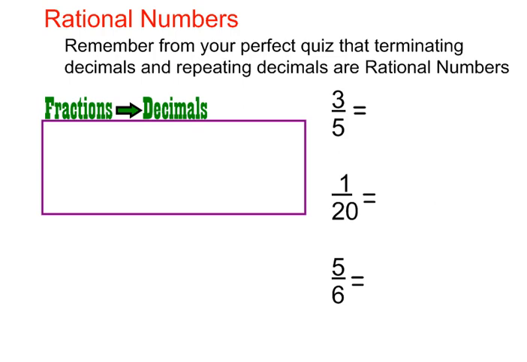Let's talk about rational numbers. Rational numbers you remember from your perfect quiz. They're right underneath real numbers on our graphic organizer. And underneath the word rational numbers, you guys wrote down that rational numbers could be terminating decimals or repeating decimals. So what we're going to be looking at today is those types of decimals, repeating and terminating decimals, and what they look like in fraction form.